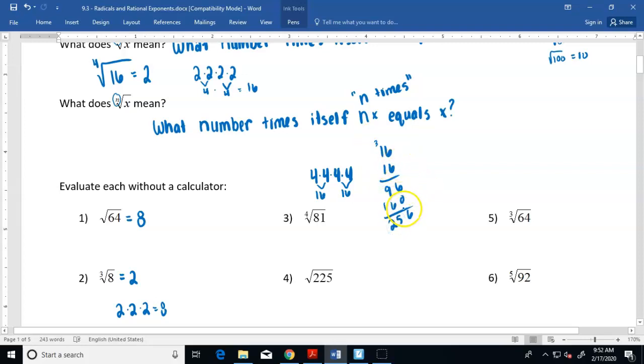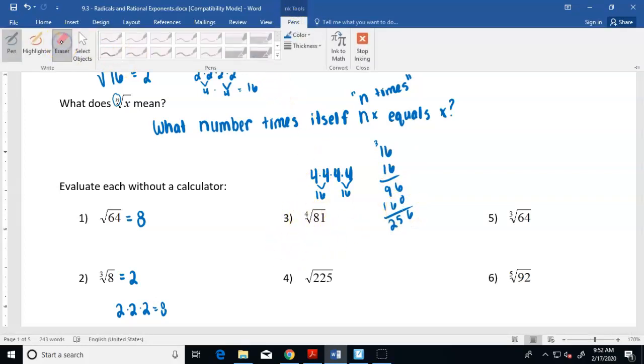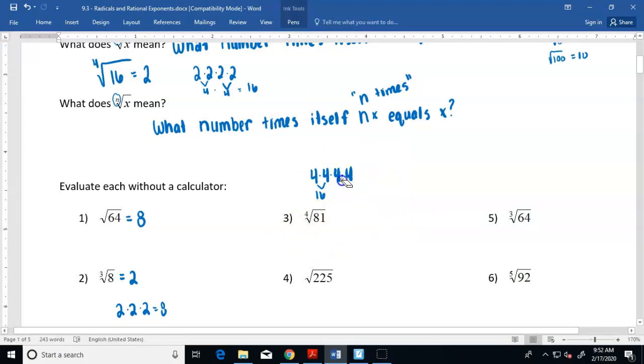All right, this is too big, right? So you want to try a smaller number. Okay. If you try 3, 3 times 3 times 3 times 3, that would be 9 times 9, and 9 times 9 is 81, so 3 is the correct answer for number 3.